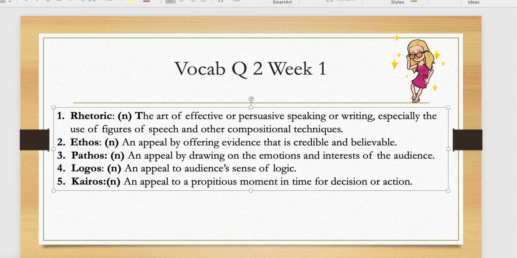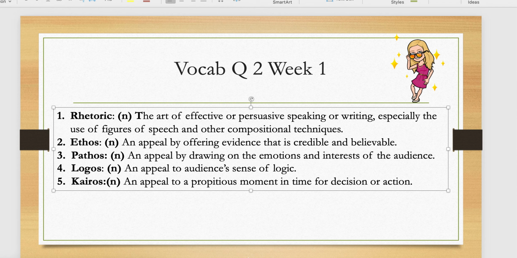Now, later we're going to study different figures of speech, also known as rhetorical devices. They sometimes are referred to as rhetorical elements, rhetorical techniques, figures of speech. So, rhetoric has to do with the art of effectively or persuasively using these techniques in speaking or writing. And this is the big key factor as we are developing our argument essays, our persuasive essays this year.